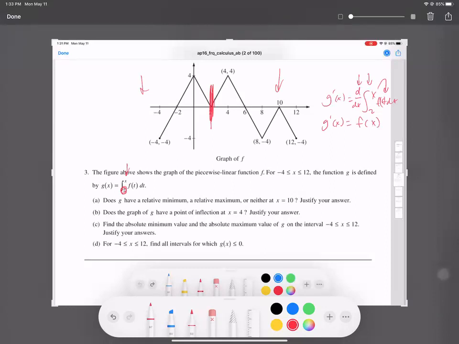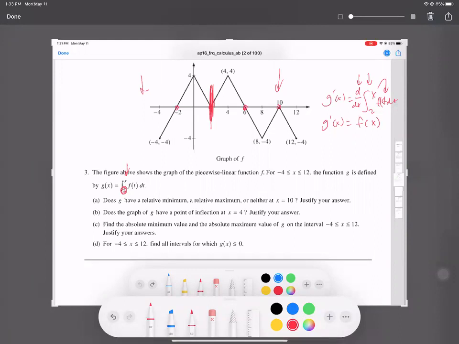Now, whenever we're looking for mins and maxes, we're looking for critical points, because critical points is when things change on us, whether we have a max or a min. So the critical points here are when the derivative, which is g prime, which is f the graph, is 0. When is f the graph 0? We have zeros at 6, we have 0 at 2, we have 0 at 10, and maybe even, let's say, -2. That's when the graph is 0.